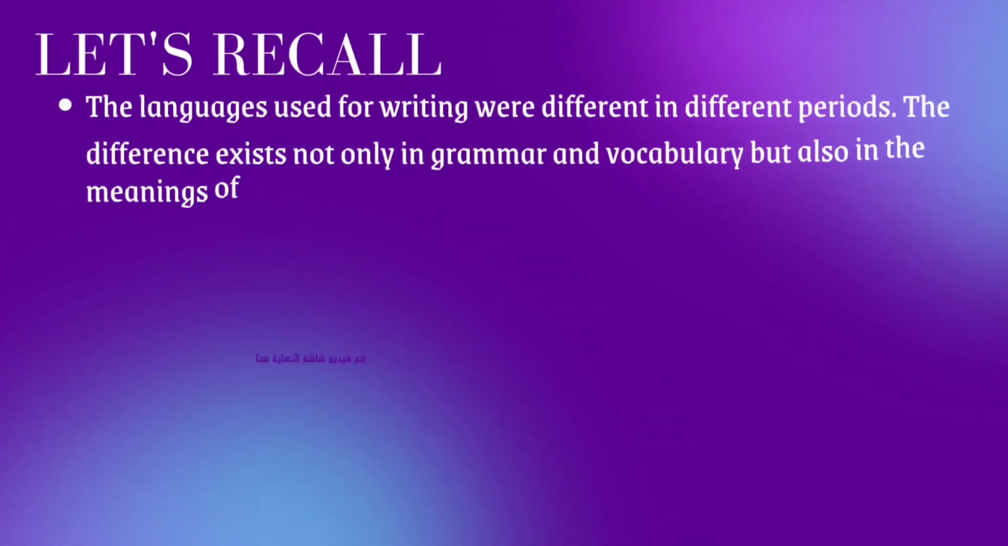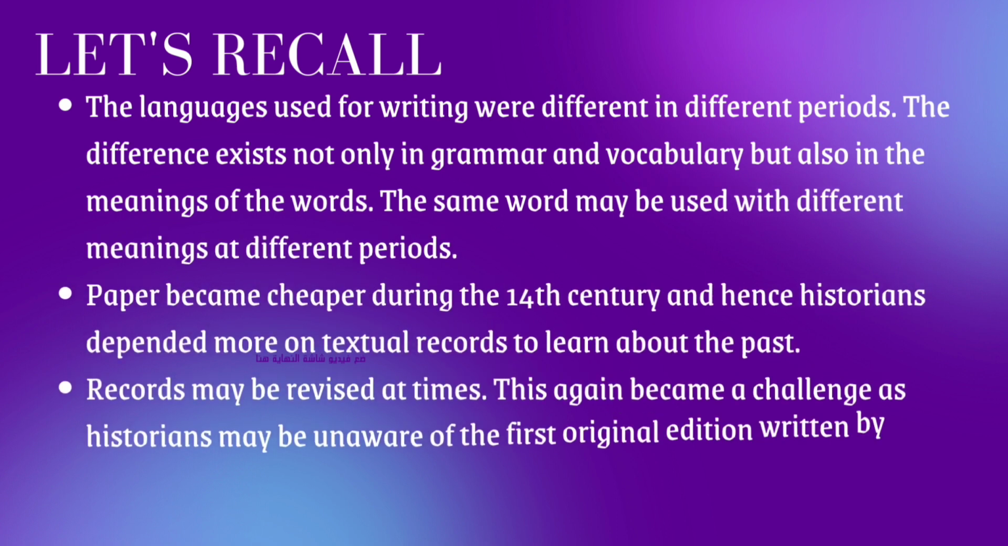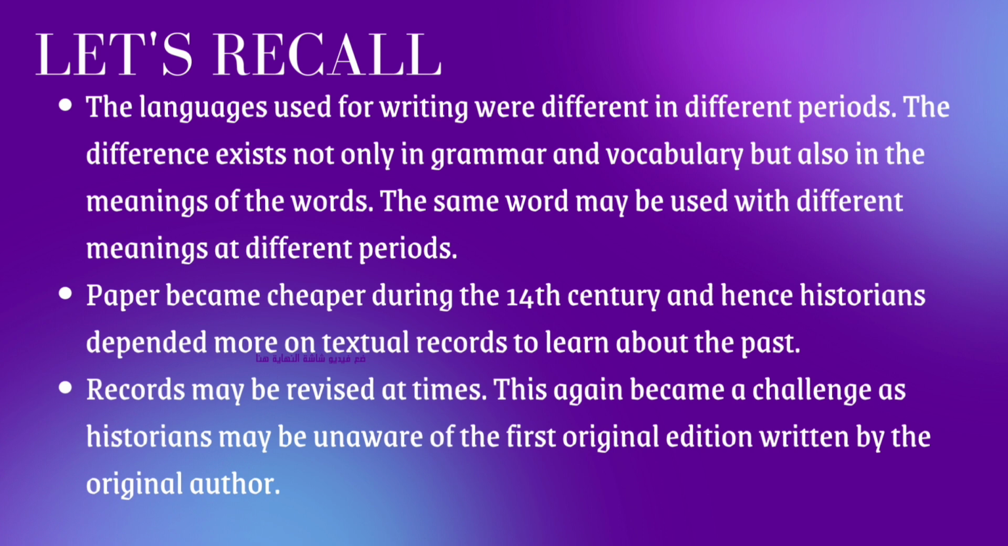The languages used for writing were different in different periods. The difference exists not only in grammar and vocabulary but also in the meanings of the words. The same word may be used with different meanings at different periods. Paper became cheaper during the 14th century and hence historians depended more on textual records to learn about the past. Records may be revised at times. This again became a challenge as historians may be unaware of the first original edition written by the original author.